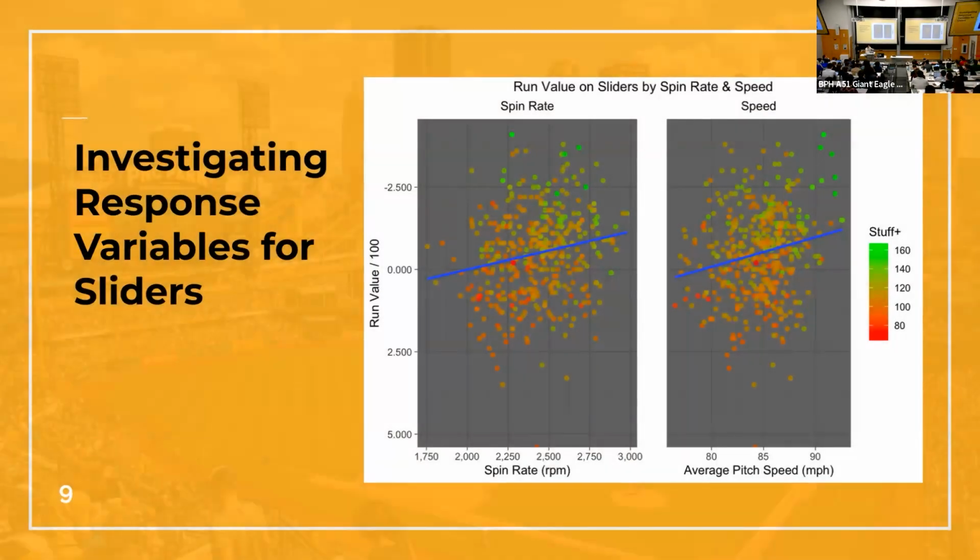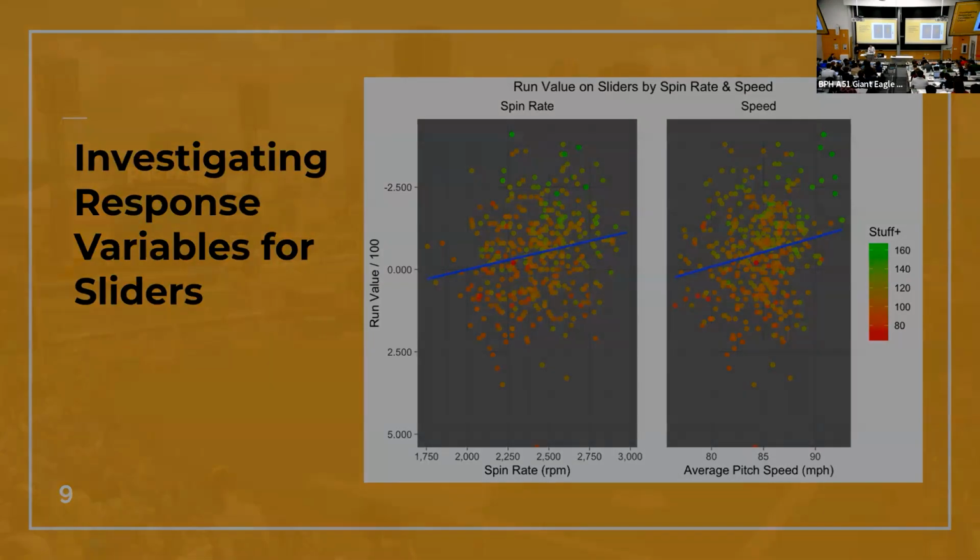I'm sure a lot of you are watching baseball at home and think, I want to know how spin rate for a slider relates to run value. And if that is what you're wondering, here we have it. This is spin rate and also speed for sliders. And you can see that in general, the more it spins and the faster it goes, the better the pitch is, which is pretty much common knowledge.